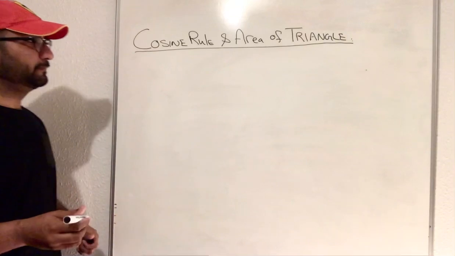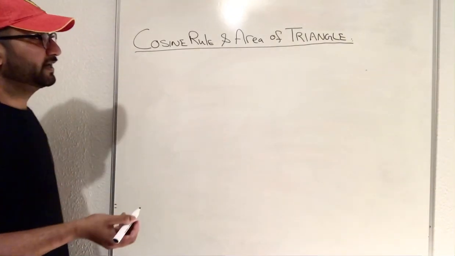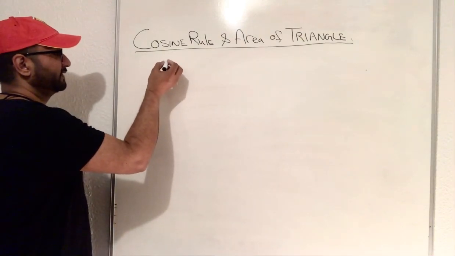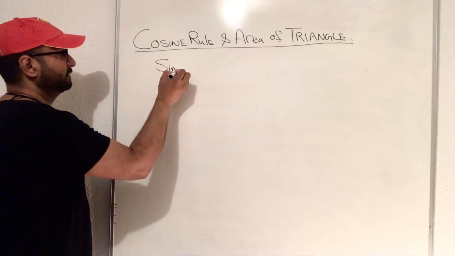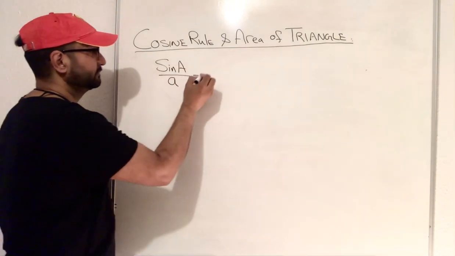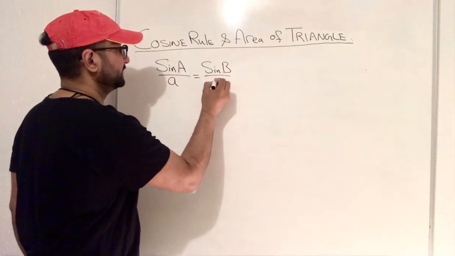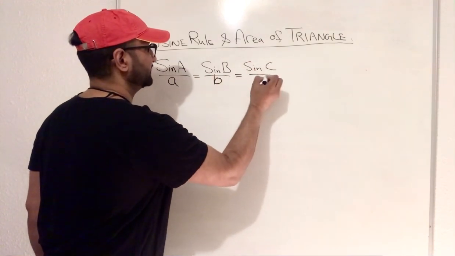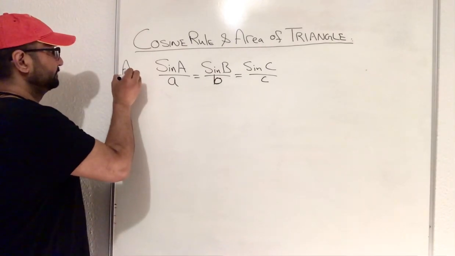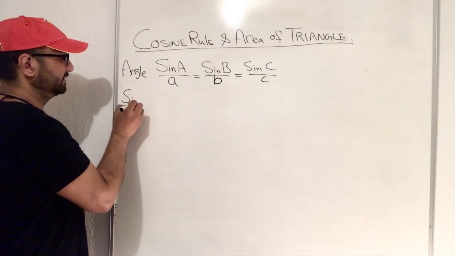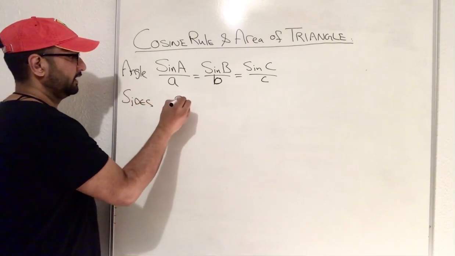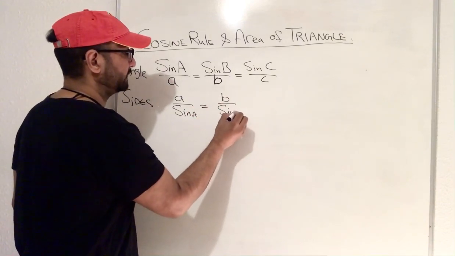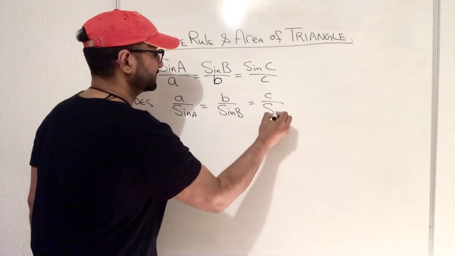So, a little bit of recap of the sine rule, when and why we are using the sine rule, and the area of a triangle. The sine rule is the same as before. If I write it down here: sine of A over A side, sine of B over B side, and sine of C over C side. This is when we're finding an angle. If you're finding a side, then it is A over sine of A, B over sine of B, and C over sine of C.